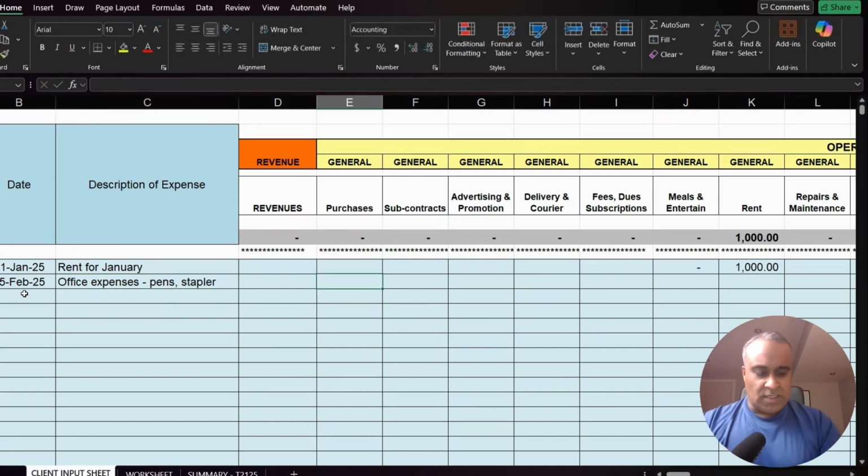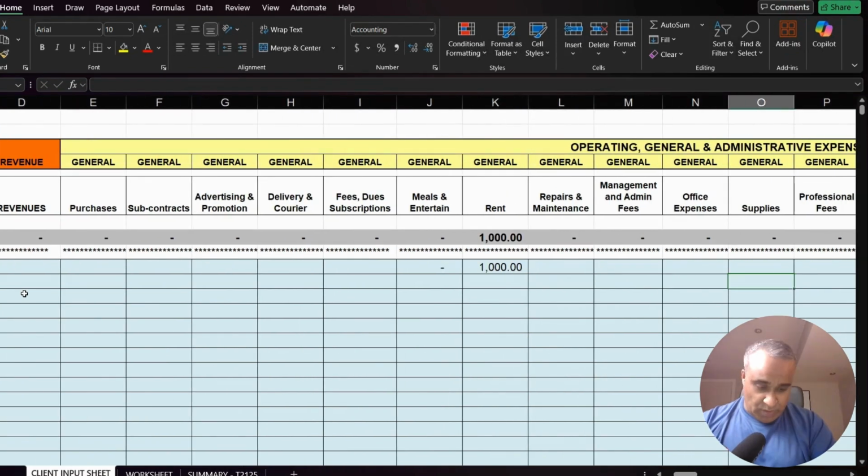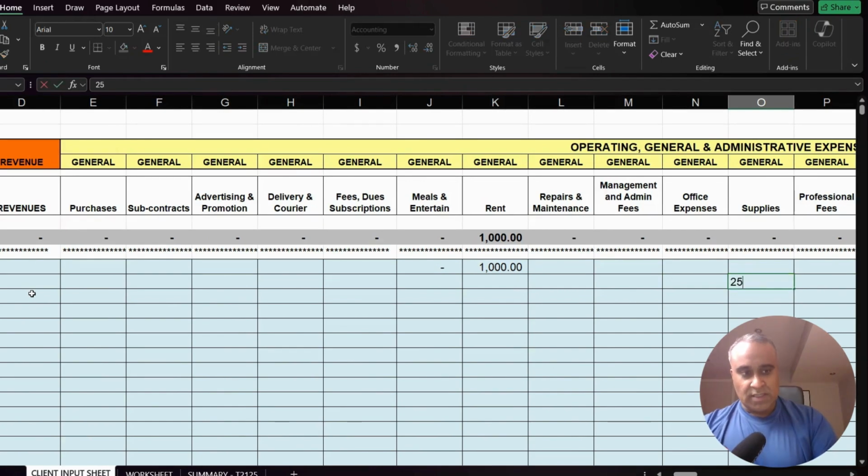And the cost of that was roughly $25. So to the appropriate expense, we can call this office expenses. We can call it supplies. Those two are kind of interchangeable. So let's say supplies, and I put $25 in there.